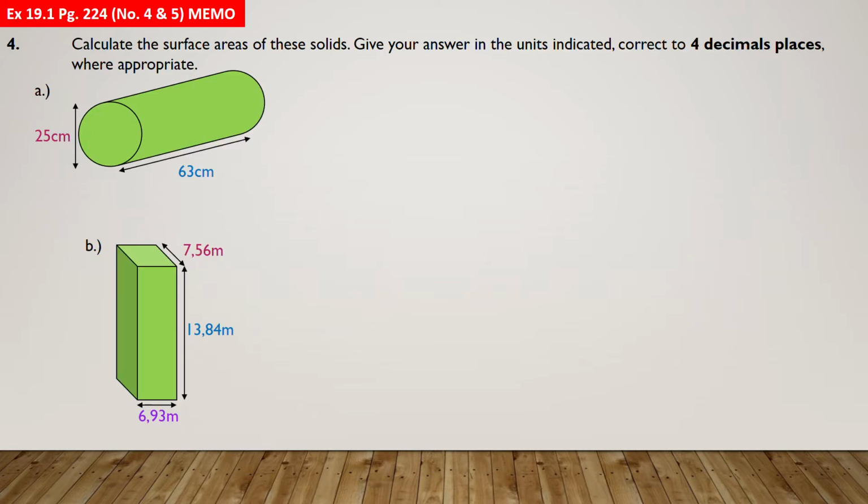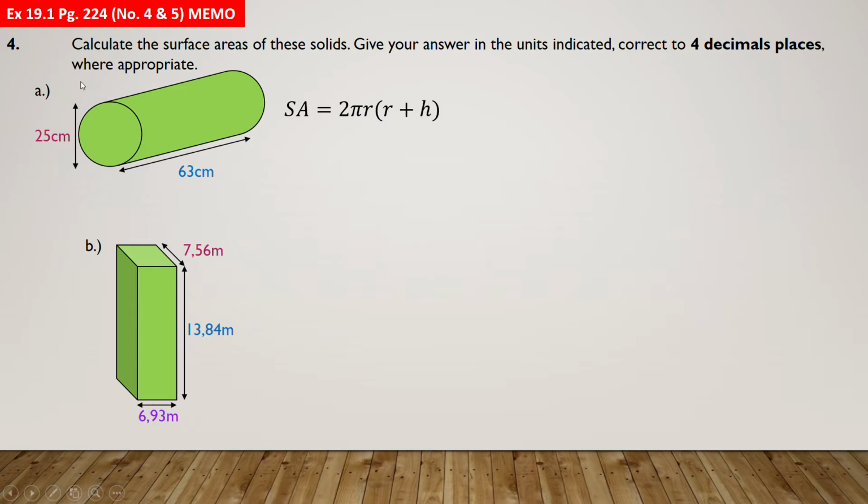Okay, so you need to calculate the surface area of these solids, and you need to give your answer to 4 decimal places. I hope that you didn't forget that part. Okay, so surface area of a cylinder is 2 pi r multiplied by r plus h. So 2 times pi times radius plus height.